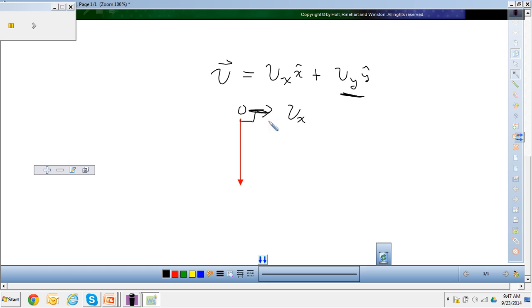Okay. So what does that allow us to do with our equations of motion? Not change them. Super important.